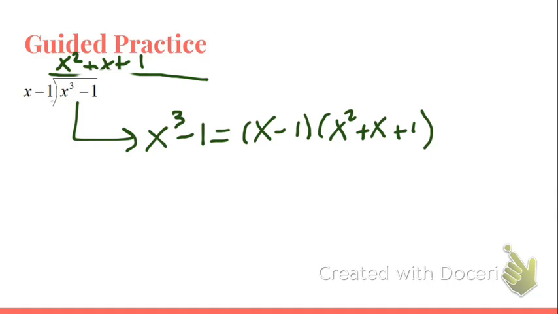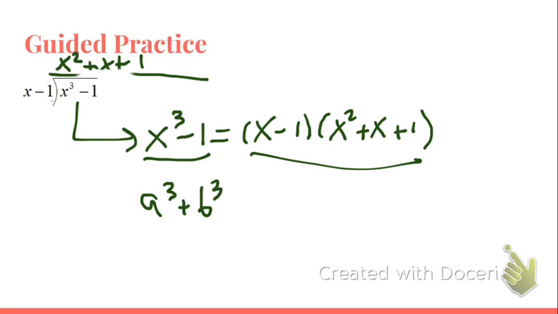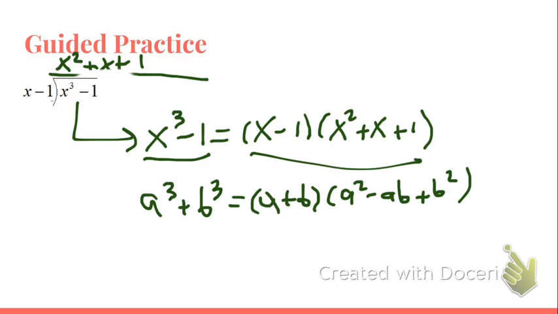So we didn't prove it for all cases, but we showed that we could factor x cubed minus 1 like that, and we know that we could do that from our difference of two cubes formula. A cubed plus b cubed is equal to a plus b times a squared minus ab plus b squared. And that's the formula for a sum of two cubes. For a difference of two cubes, the one that we just did, remember the signs go same, opposite, and then always positive.